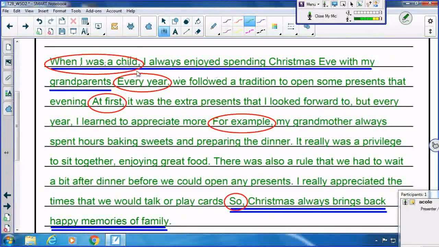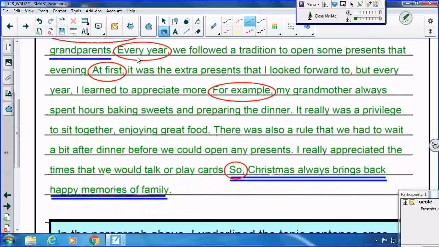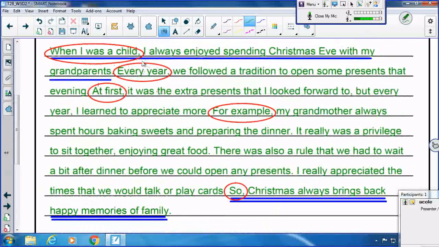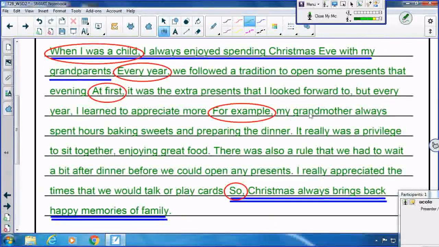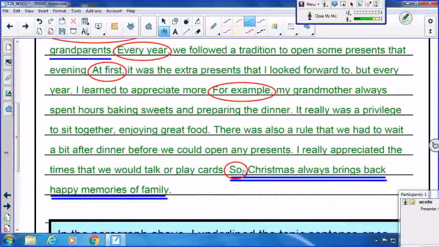When I was a child, that's a good example of how I let the reader know the time that I'm thinking of, right? And every year, that's another way of explaining the time, right? And probably one of the easiest ones to use is for example, right? That'd be a really easy one to use. And I've chosen to use the word so with my concluding sentence here. So Christmas always brings back happy memories of family.